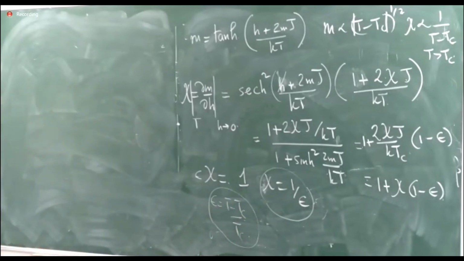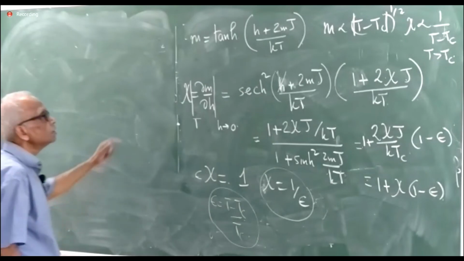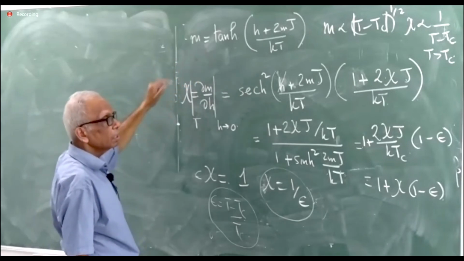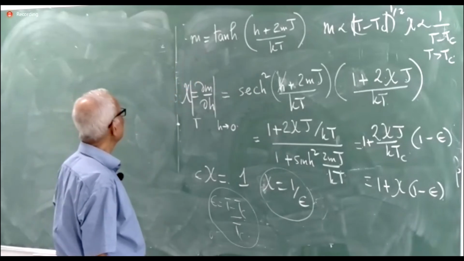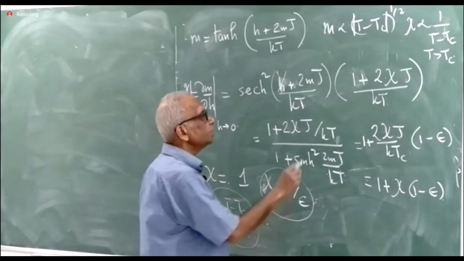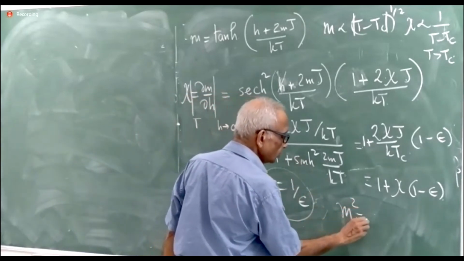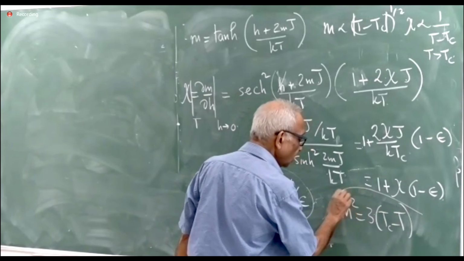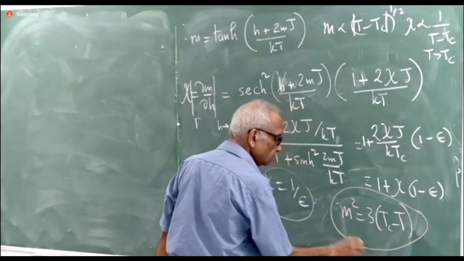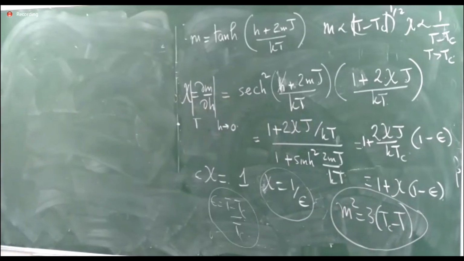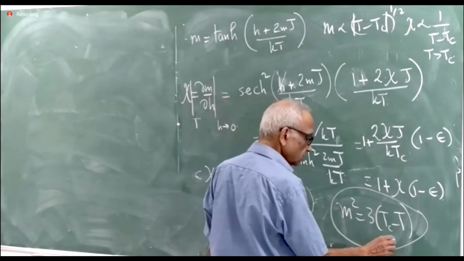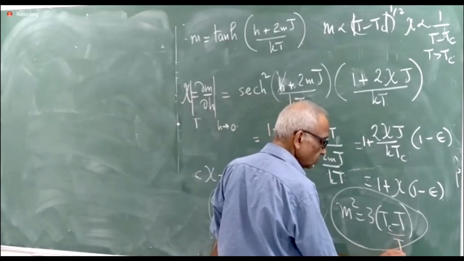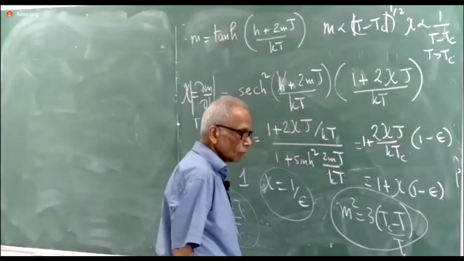Now I want to look at this below the transition. So M is equal to... we found before that M squared is equal to 3 times (Tc minus T). So if I'm below, that was again the exact right answer, that M squared was 3 times (Tc minus T). There again, I think there must have been a Tc below.